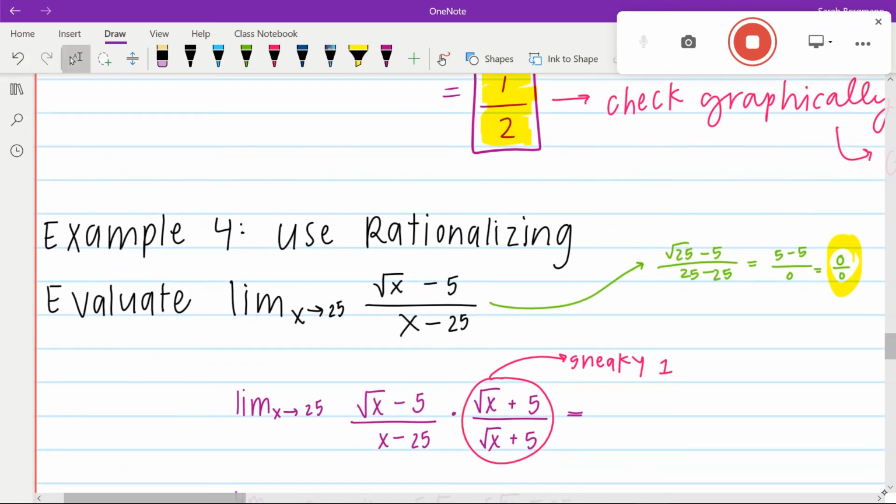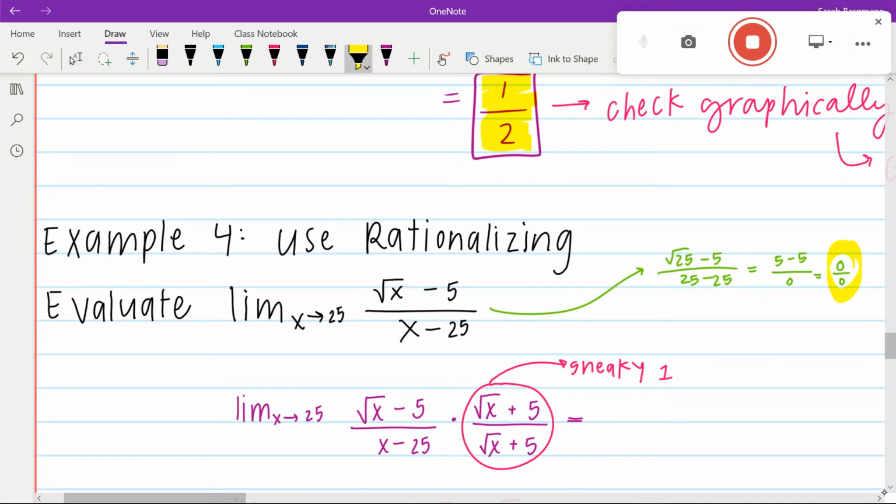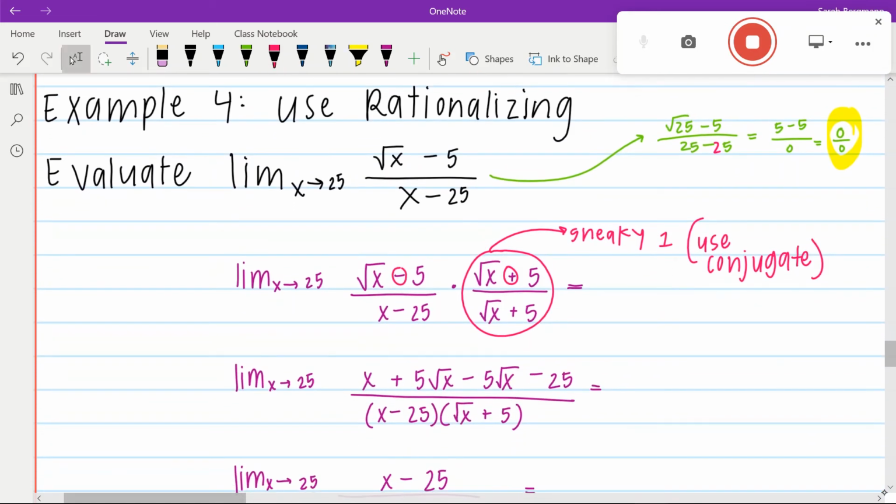So basically what I mean by that is we need to multiply by a sneaky 1. So your sneaky 1 is going to be the conjugate of the one that has the radical. So either the numerator or denominator, and you're using the conjugate. Remember the conjugate, you keep the radical x and the 5, you just change the sign in the middle. And make sure it's a sneaky 1, so you have to do it in the numerator and the denominator. Now we can multiply this out.